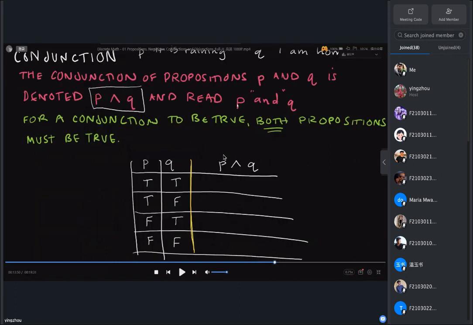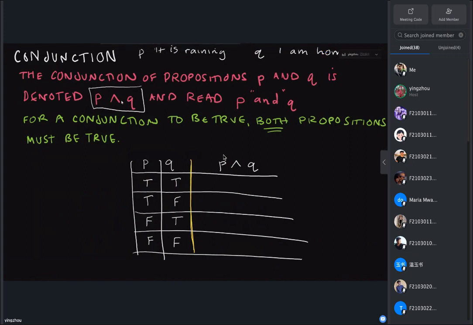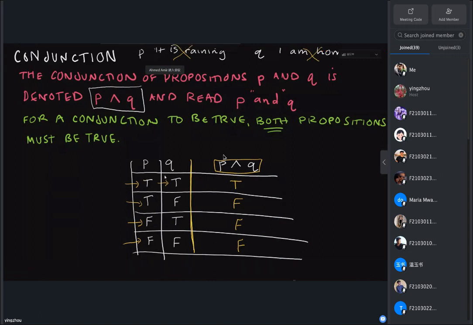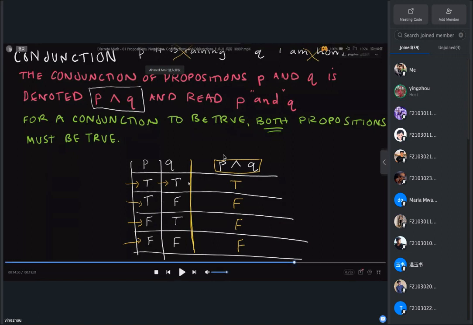Here is the AND symbol, and you will find this truth table. From this truth table, you will find there is only one T and three Fs. That means only when both P and Q are true is P and Q true, otherwise it is false.